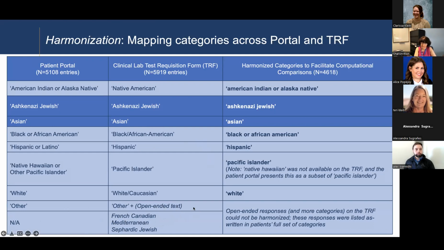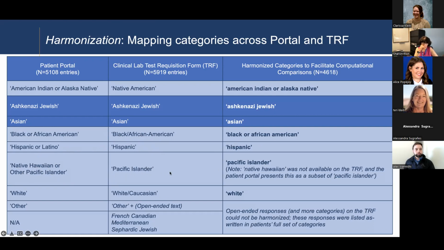So that was one limitation of what we did, but we were able to map at least most of the OMB categories. There were some differences in how they were written. This one was Hispanic or Latino, so we went with Hispanic as the harmonized measure. Native Hawaiian or Other Pacific Islander, I know, is somewhat controversial since folks don't necessarily like being lumped in together. But since this is presented as a subset, Native Hawaiian is a subset of Pacific Islander, that's why we went with Pacific Islander for the harmonized.